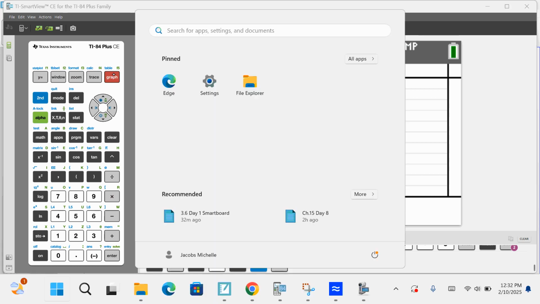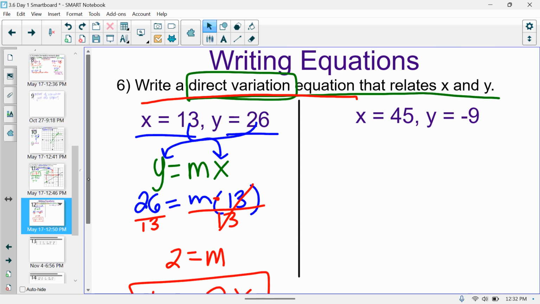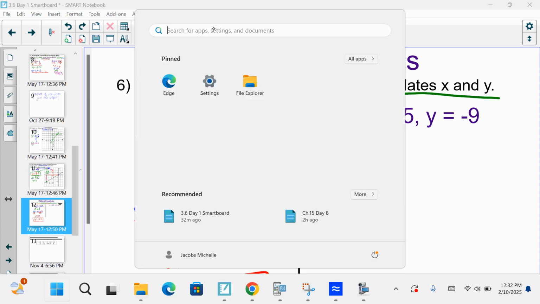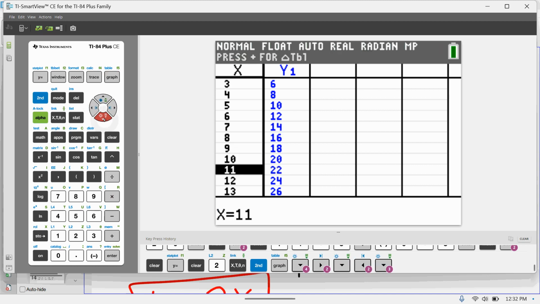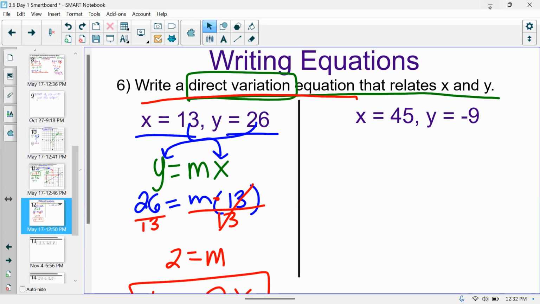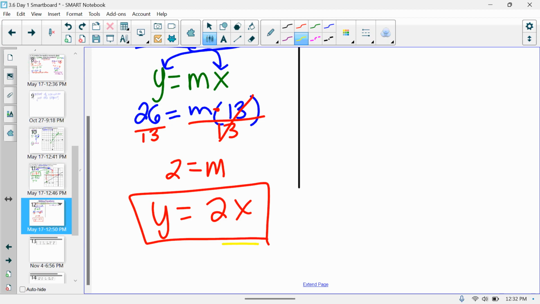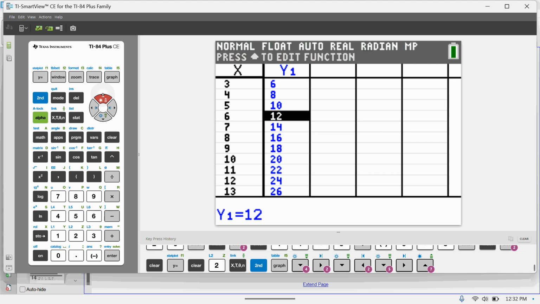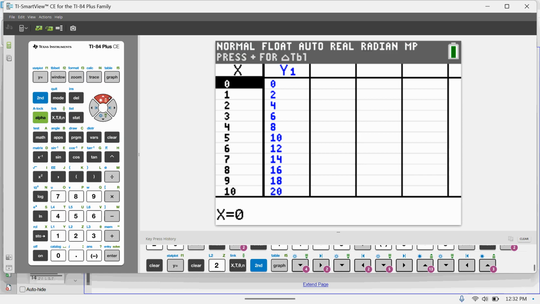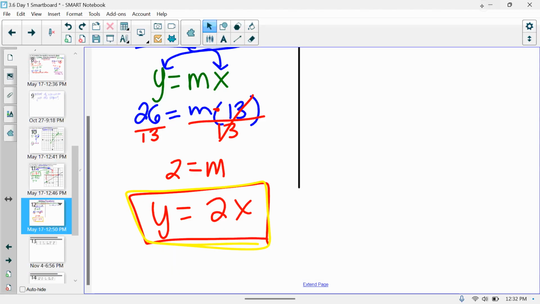Remember the information it gave us at the beginning of the question? It told us when x is 13, y is 26. So let's make sure that point's actually in our table. Right here we have when x is 13, y is 26. So we know for sure that this equation is correct. And another thing, guys, if you check, it does go through the point 0, 0, too. Remember, the y-intercept always has to be 0 when it's direct variation. So we know for sure that that equation y equals 2x is correct.